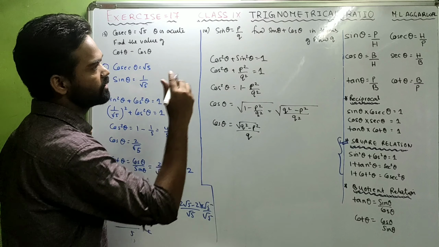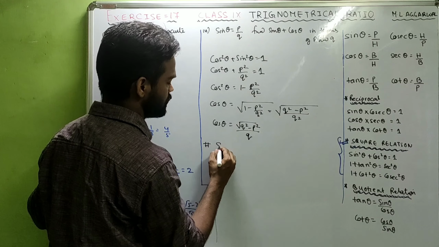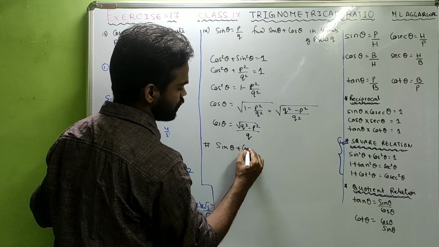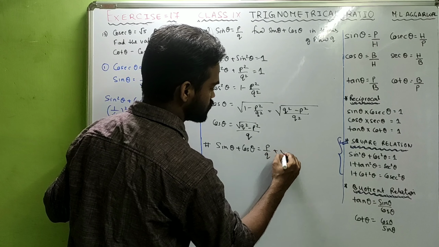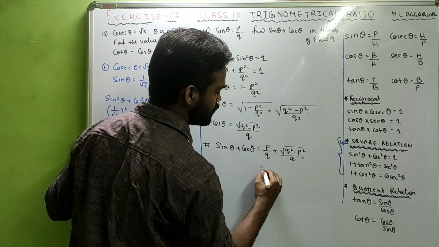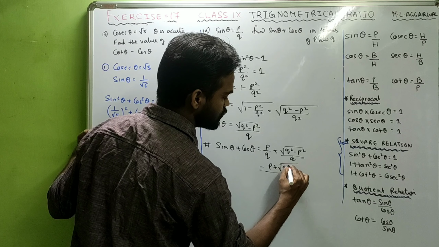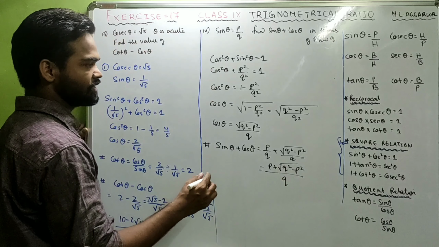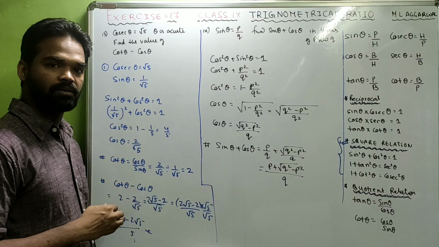Okay, they have told us sin theta plus cos theta in terms of P and Q. Let us see. Sin theta plus cos theta will be, sin theta is what? P by Q plus root over Q square minus P square by Q. Taking LCM Q, so P plus root over Q square minus P square, over Q. And that's your answer. Interesting sum, okay? Now let us look at the next sum.